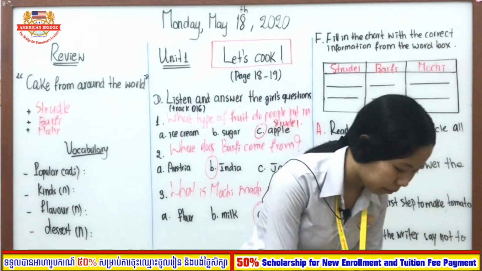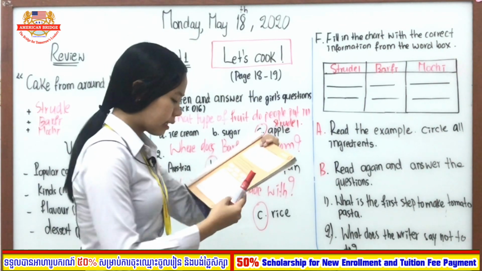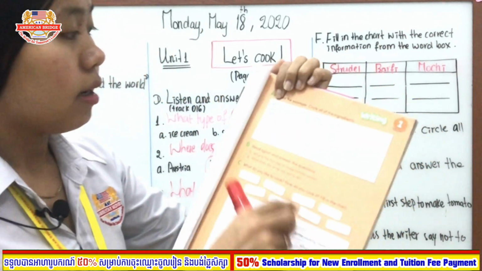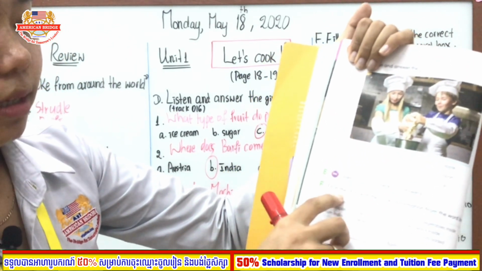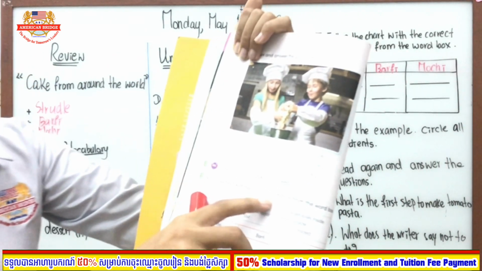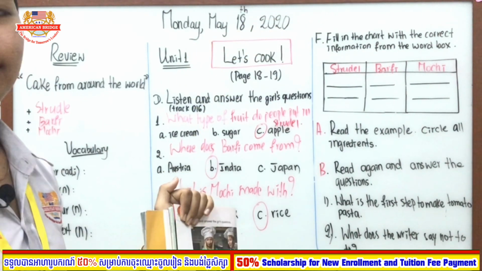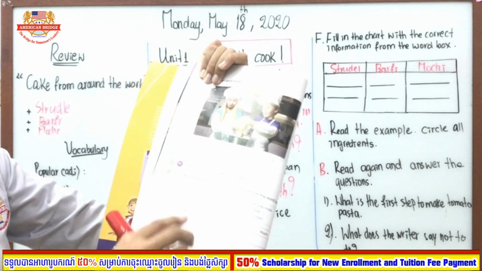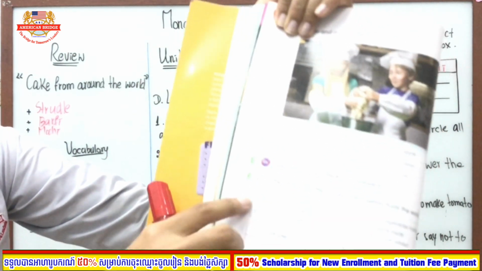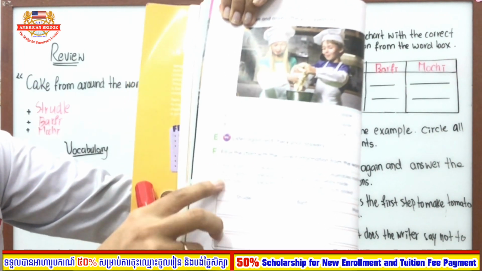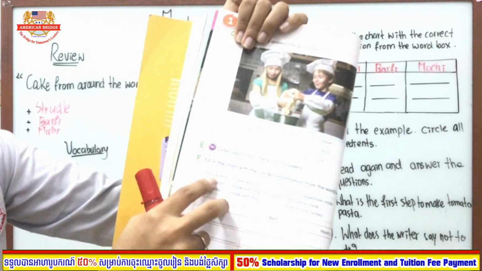You can open your book here on page 18 and then page 19, and you will see, on page 18, fill in the chart with the information from the words box. So actually teacher didn't write down the words in the box on the whiteboard today, but teacher would like all of you to look at page 18, and then you will see section F, and you will see the words that they put in the box here.